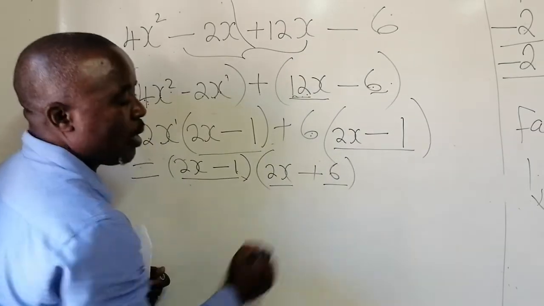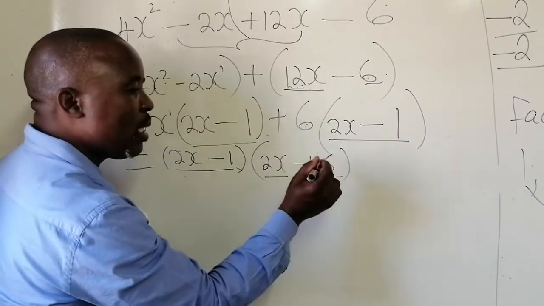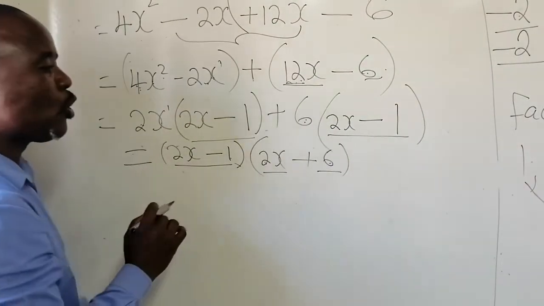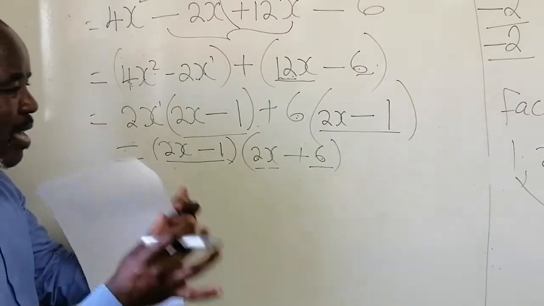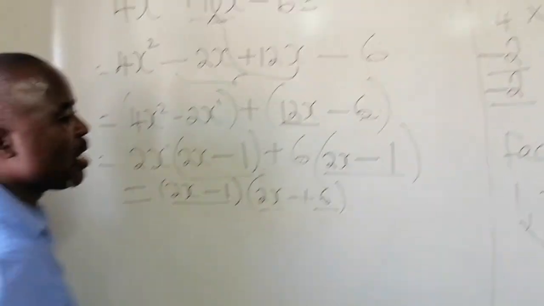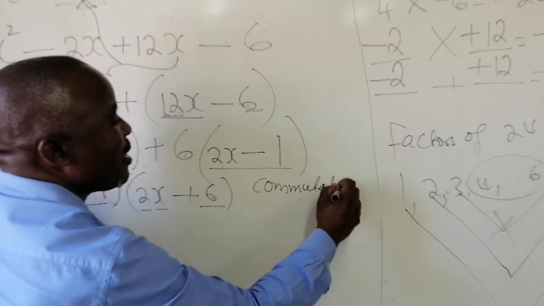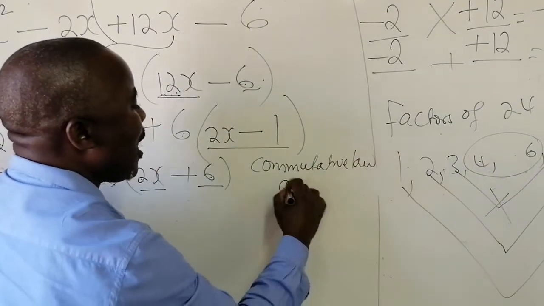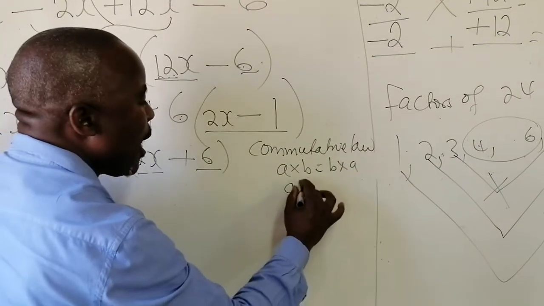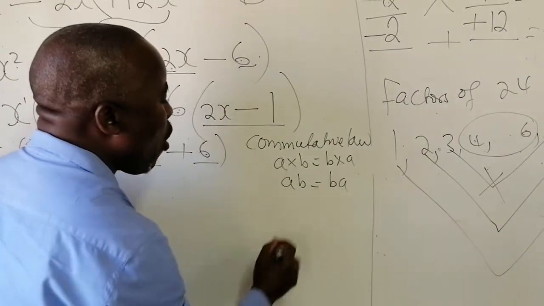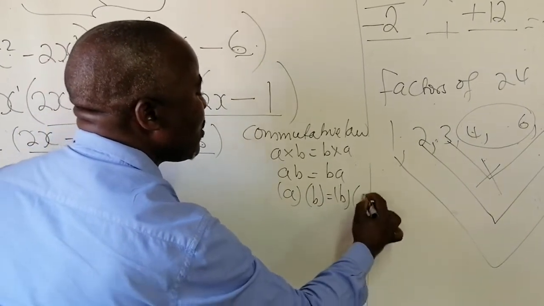Let's look at this one. There's a 2 here. 2 can also go here, which means that 2 is common here. So what we are going to do, we are going to rewrite this using the method of commutativity. Commutativity or commutative law states that A times B equals B times A, or AB equals BA.